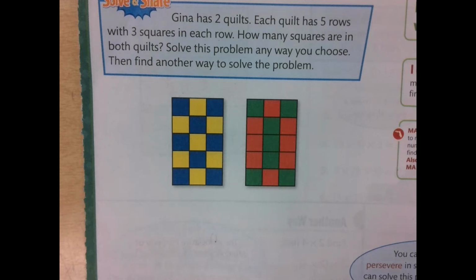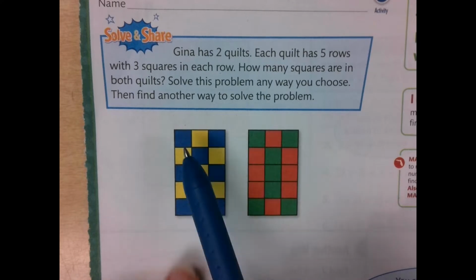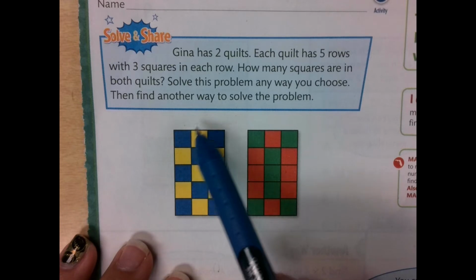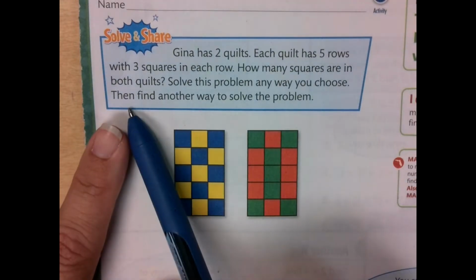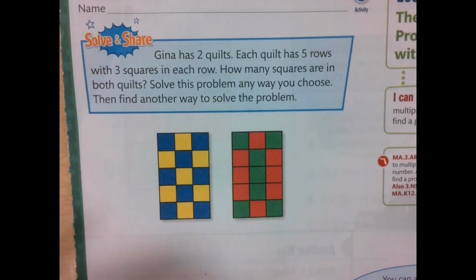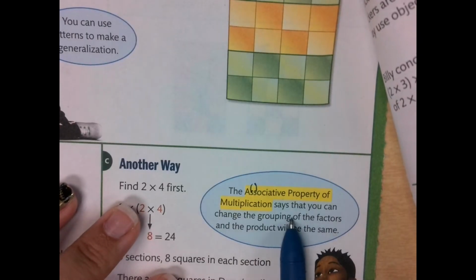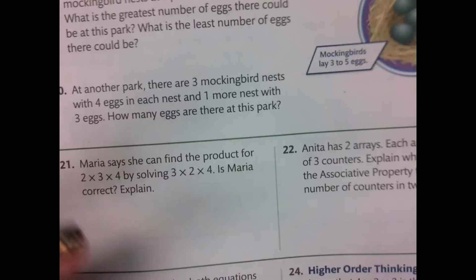Okay, so two quilts, 5 rows. So 1, 2, 3, 4, 5, 3 in each row: 1, 2, 3. And the question is, how many squares are in both quilts? This is actually a really good one to use with associative property, which I've already forgotten, even though we just went over it. Associative property says that you can change the grouping of the factors, and the product's still going to be the same.